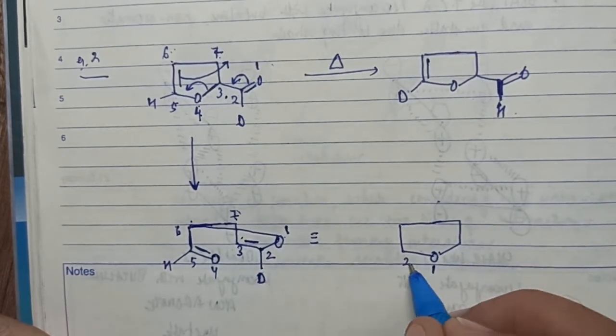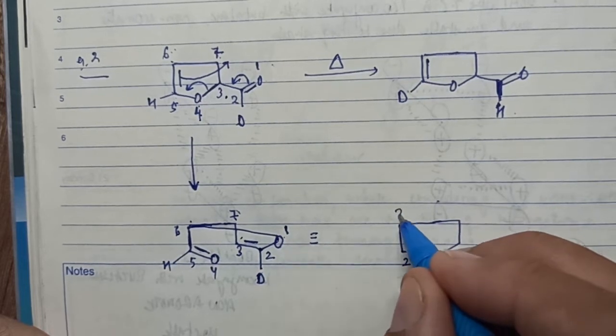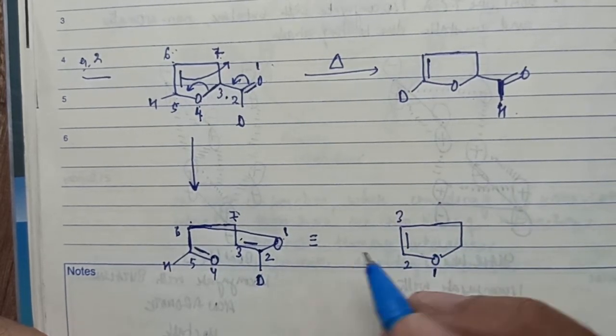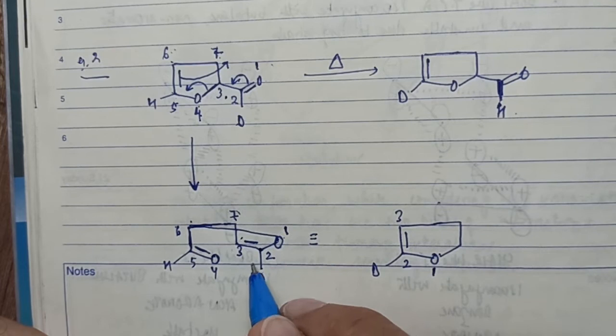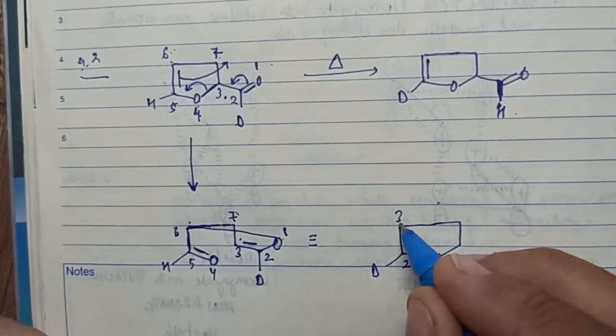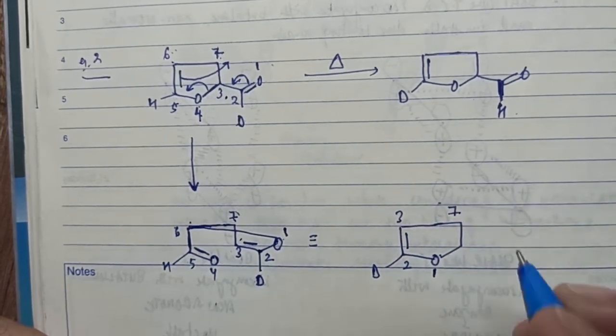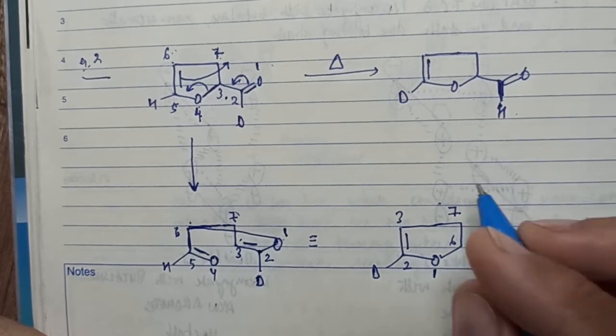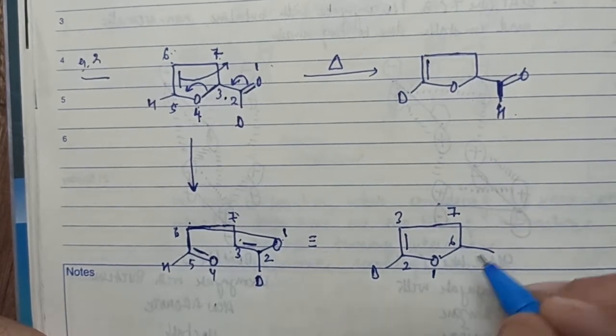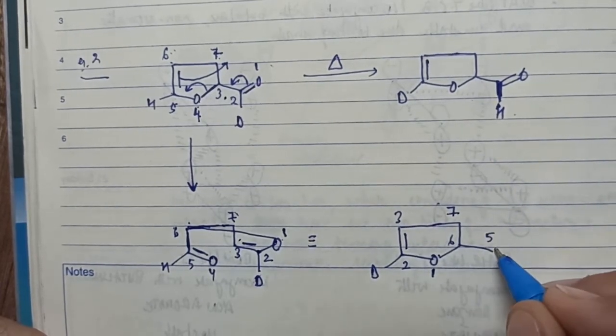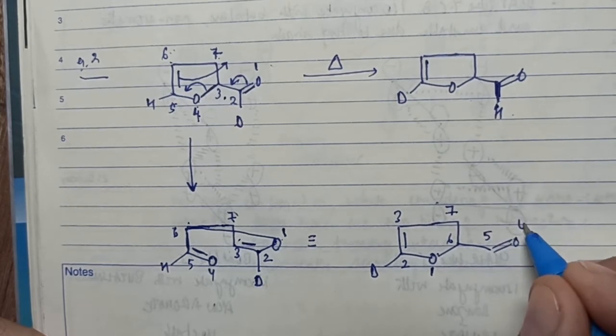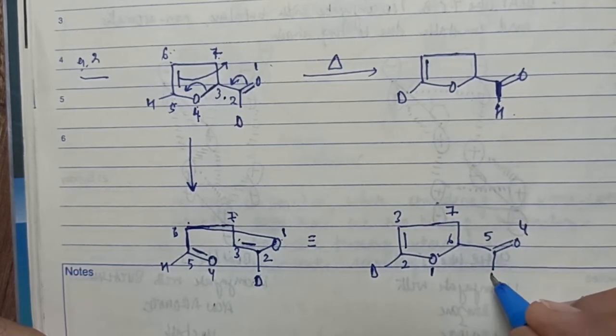Attached to the oxygen is the second carbon atom. Attached to second is the third carbon atom, and they are double bonded. Attached to 2 is a deuterium atom. And then attached to 3 is the 7th carbon atom. Attached to 7 is the 6th carbon atom. Attached to 6 is the 5th carbon atom. 5th is carbonyl in nature, here oxygen is here, and attached to 5 is this hydrogen atom.